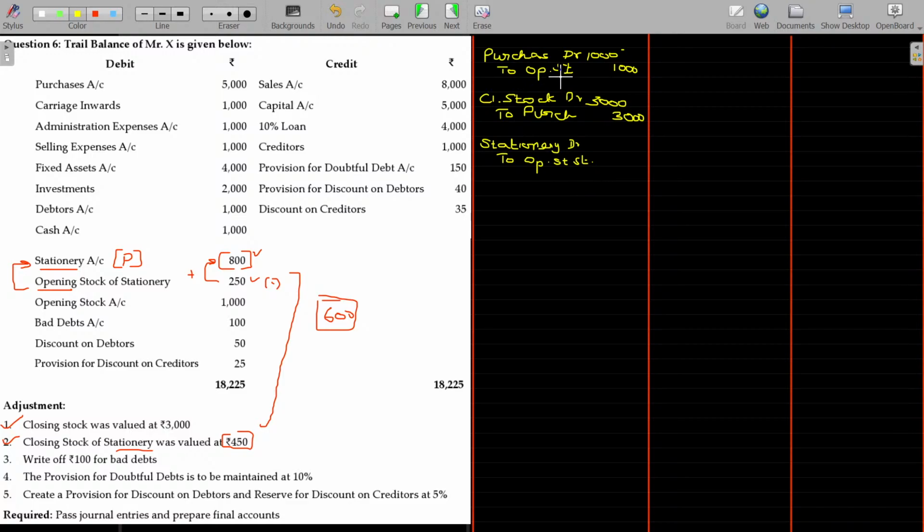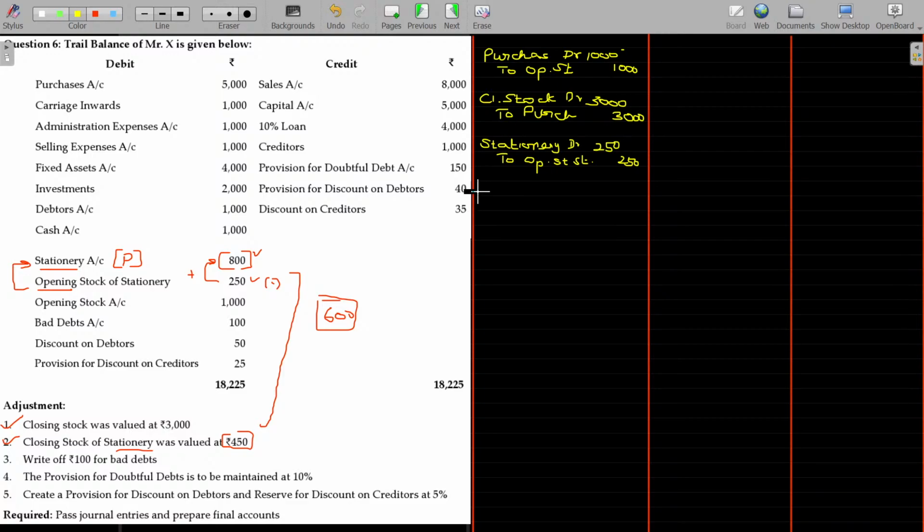Similar to purchases to opening stock, right? The same will be repeated here too. Is that okay? But rather than purchases, I am debiting the item's name itself. The value being 250.